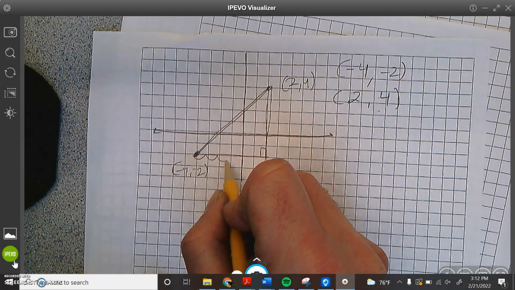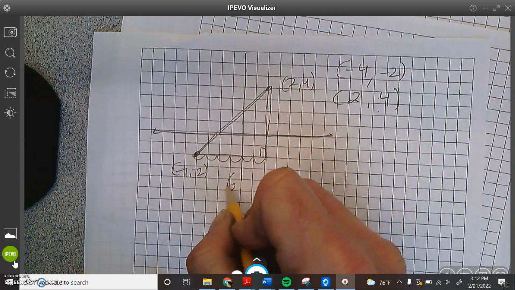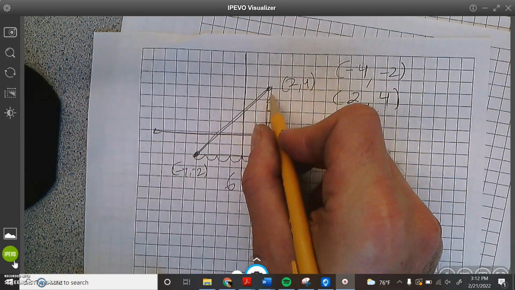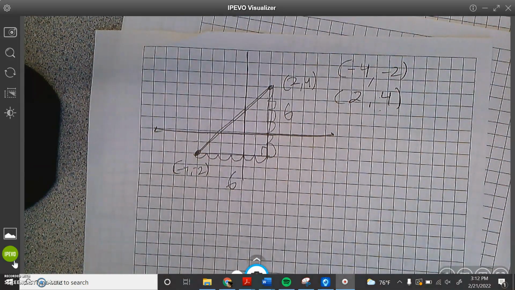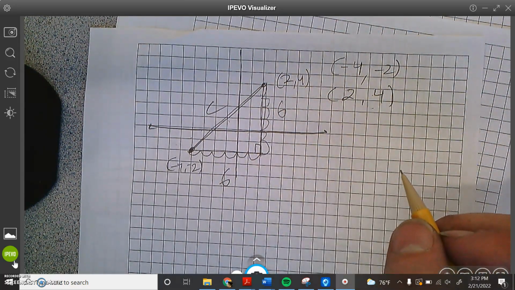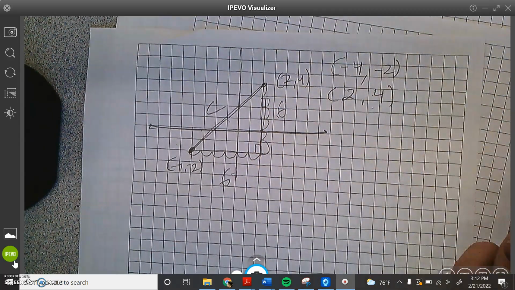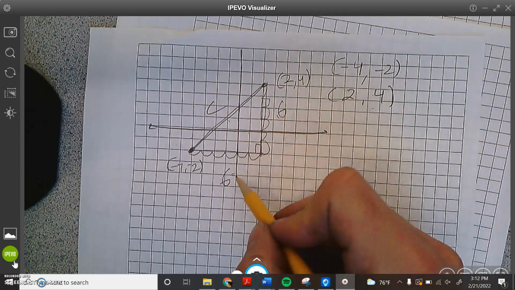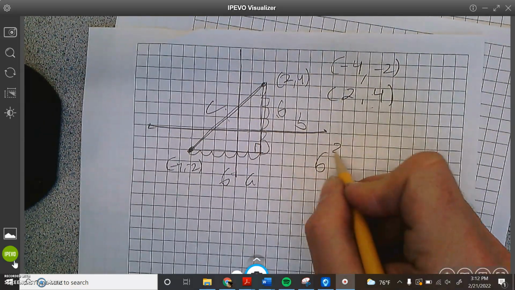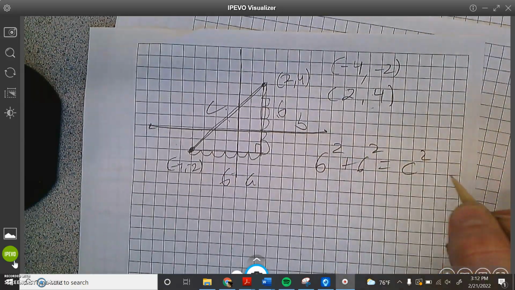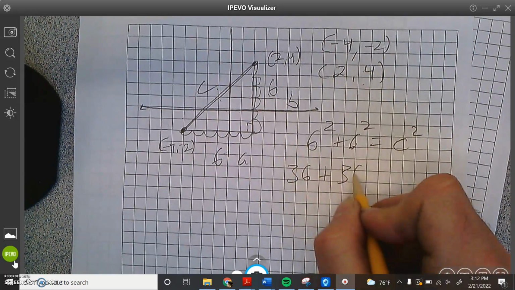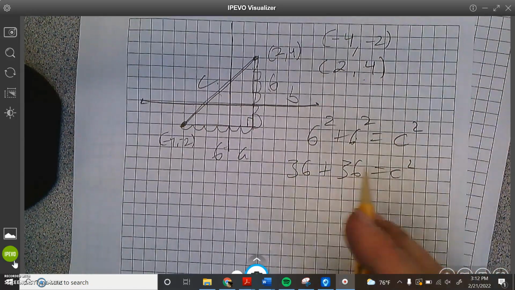1, 2, 3, 4, 5, 6. 1, 2, 3, 4, 5, 6. All right, cool. This is the hypotenuse. It's right across from the right angle. Got it. Step 4: Solve using the Pythagorean theorem. Leg squared plus leg squared equals hypotenuse squared, or A squared plus B squared equals C squared. 6 squared plus 6 squared equals C squared. 6 times 6 is 36, 6 times 6 is 36. 36 plus 36.